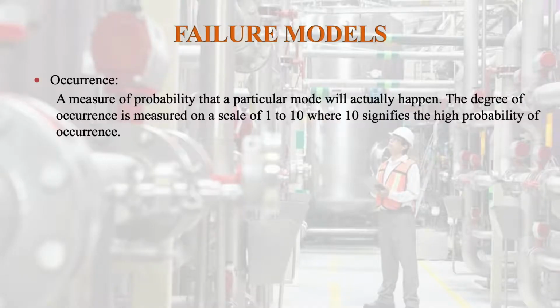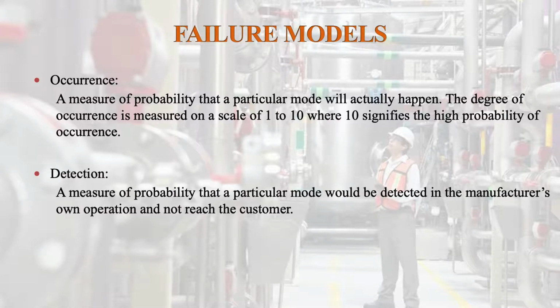Then occurrence. All these are failure models. So occurrence, a measure of probability that a particular mode will actually happen. The degree of occurrence is measured on a scale of 1 to 10, where 10 signifies the high probability of occurrence. Detection, a measure of probability that a particular mode would be detected in the manufacturer's own operation and not reach the customer.